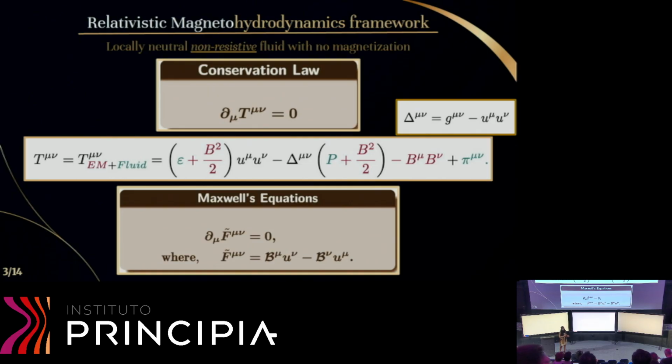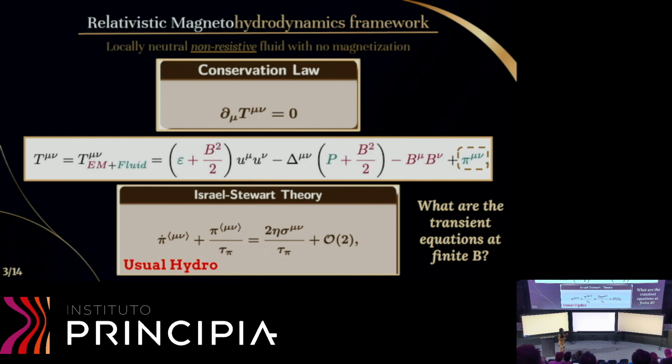To get the closed equation of motion for the energy momentum tensor, the only thing remaining is the shear stress tensor. The first approach to get a closed equation for the shear stress tensor could be Navier-Stokes theory, but we all understand that Navier-Stokes does not produce viable results in the relativistic regime. So the next reliable approach is Israel-Stewart theory. That was our motivation for this project. We wanted to understand how Israel-Stewart theory behaves in the presence of a magnetic field.